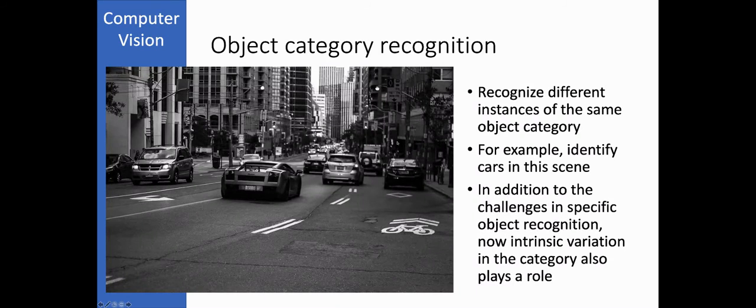The second problem is object category recognition. Here, the idea is to recognize different instances of the same object. For example, in the scene we talked about already, it would be identifying all the cars. They all have similar patterns, but they all have variations as well. So in addition to the challenges in specific object recognition, now the intrinsic variation within the category also plays a crucial role and poses a challenge for recognition systems.